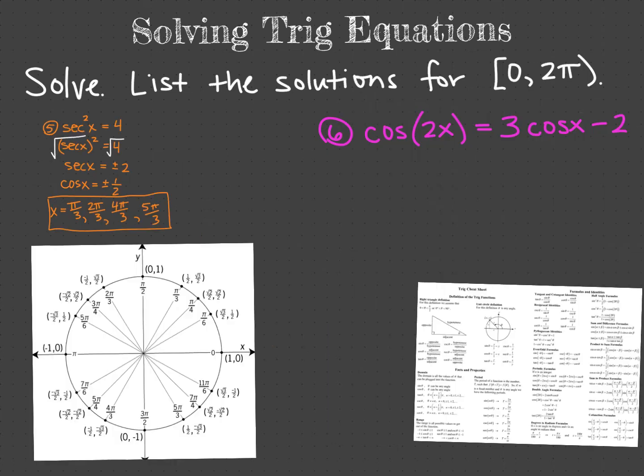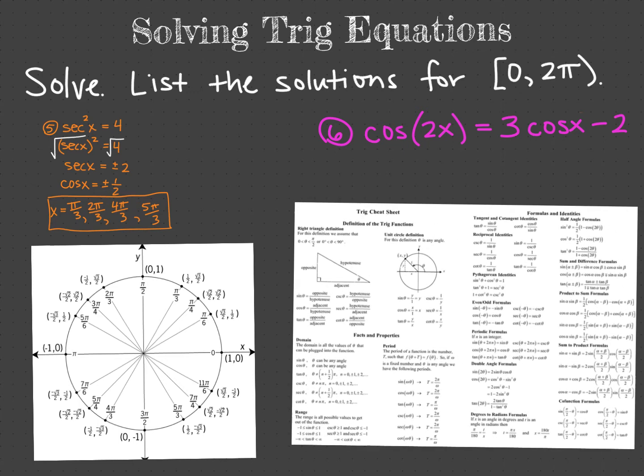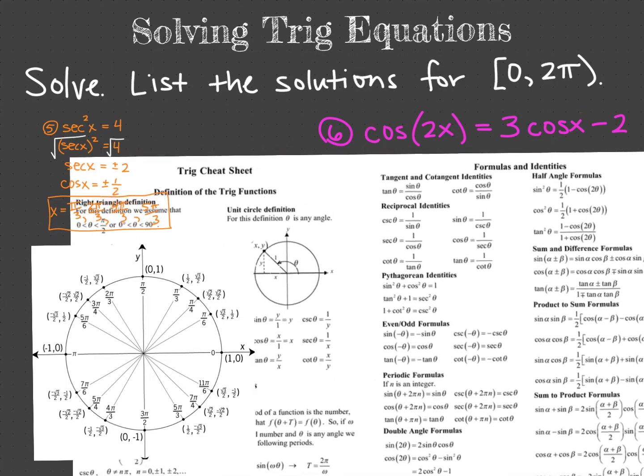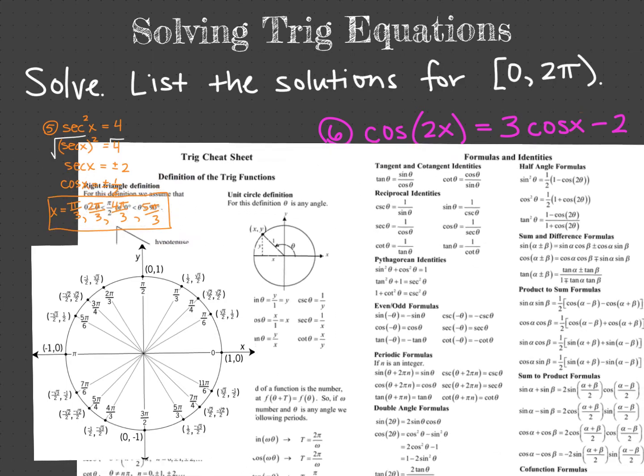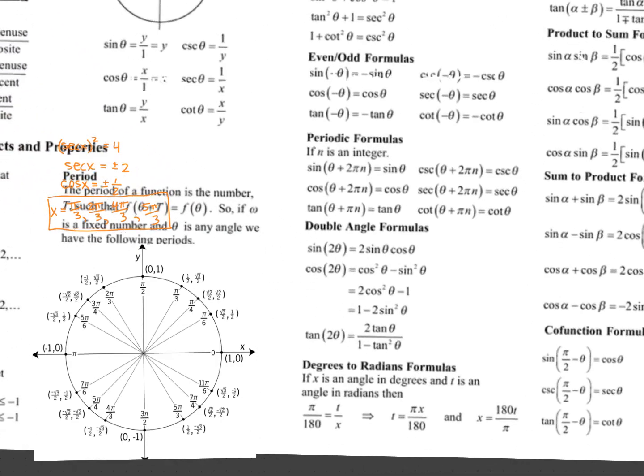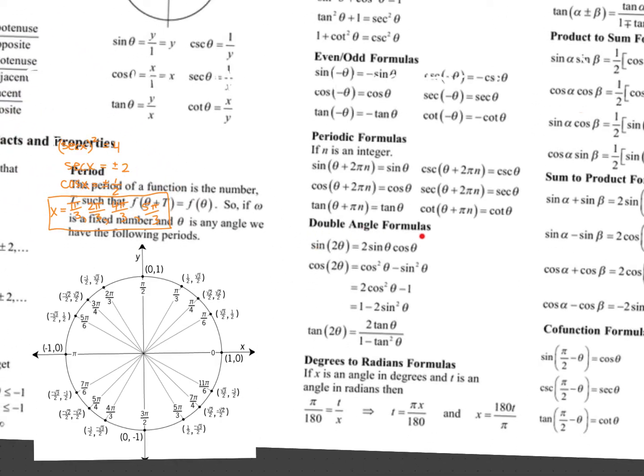Number 6 is quite a challenge. We look and see that we have the cosine of 2x, that's a double angle, equals 3 cosine of x minus 2. So we are dealing with a cosine of 2x in the same problem that we're dealing with a cosine of x. We cannot combine these because this is a different term than this. They're not like terms. So instead we can see that we do have a double angle. If you look on your trig cheat sheet or back in your notes, we learned about double angles and we see that the cosine of a double angle all the way down here has 3 different ways of writing it.